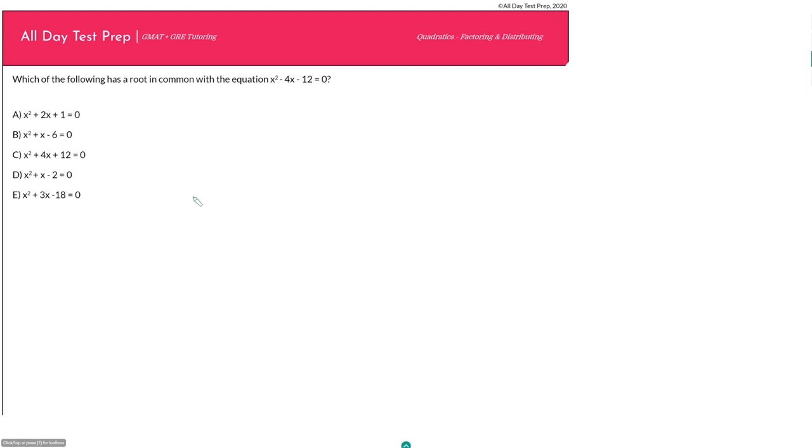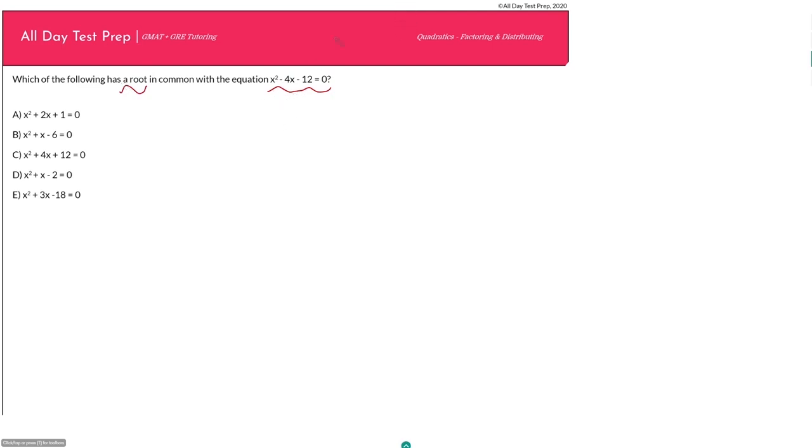Now let's continue applying the factorization skills that we reviewed in our previous video. So this question says, which of the following has a root in common with the equation x squared minus 4x minus 12 is equal to 0? So we have a quadratic equation here that is set equal to 0. And we said before that when you have a quadratic that is set equal to 0, you can factor it in order to easily solve for your roots. And your roots are just possible values for x. So let's factor this guy here.